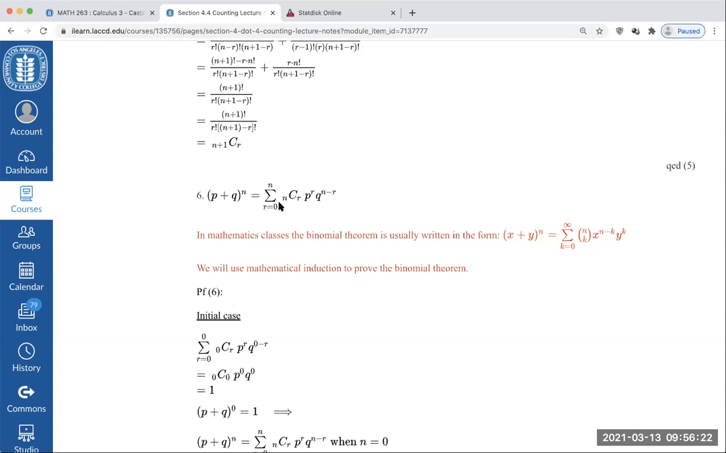So first, let n equal 0. And so the sum, r equaling 0 to 0, of 0Cr p to the r q to the 0 minus r. Well, r goes from 0 to 0, so r is 0. So 0C0, p to the 0, q to the 0. 0C0, well, from property 1, we know that's 1. So from the very first property we proved, this first term is 1.